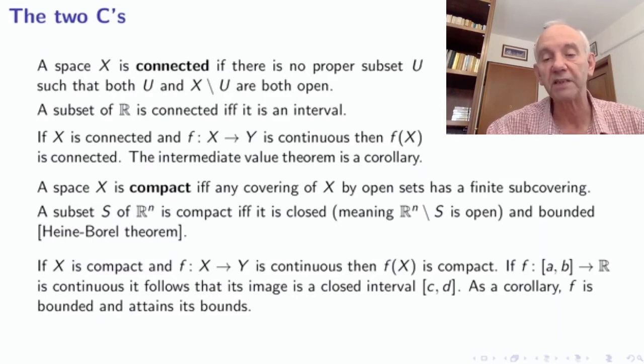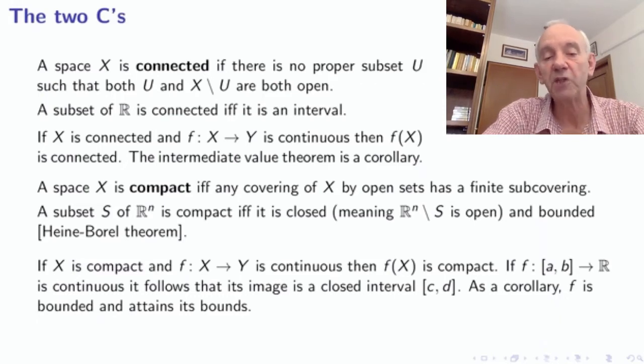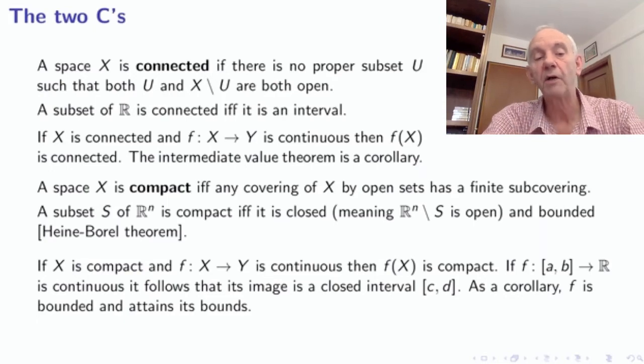And I've already said it's connected. So its image has to be both compact and connected. So its image has to be a closed interval. Putting all these facts together, which I'm telling you about but haven't proved, its image has to be a closed interval. So in particular, if the image is a closed interval, it means that F is bounded, and it also attains its bounds because there will be points F of something will equal C. So C is the maximum value of F, and C is F of something. So F attains its bounds.